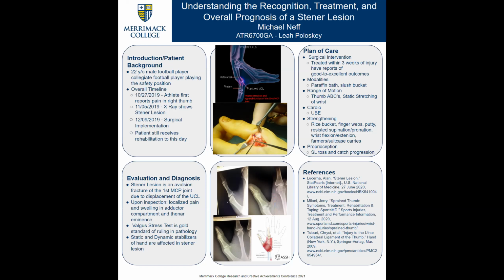Lastly, when it comes to progressing to sport-specific drills, we want to make sure that the athlete has adequate proprioception retraining, such as single leg toss and catch progression. Something that I liked to use during this specific exercise was a ball that got squishier and squishier upon progression, and then also using a Bosu ball to work on balance and proprioception.